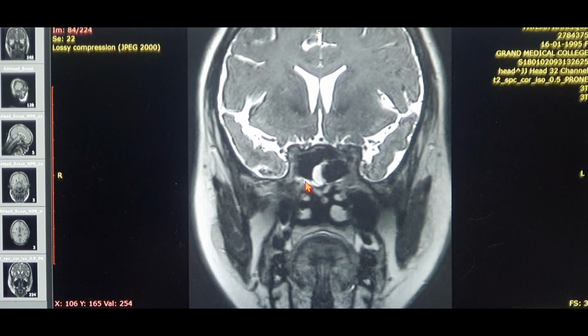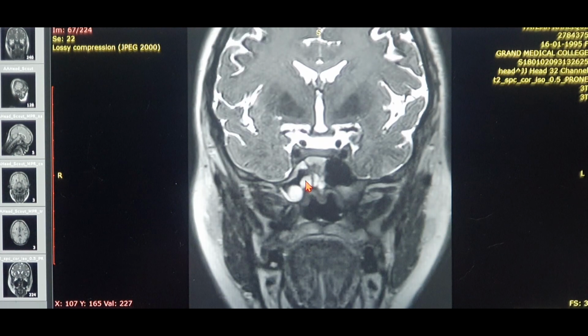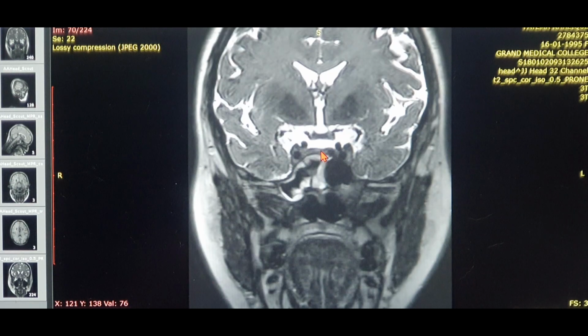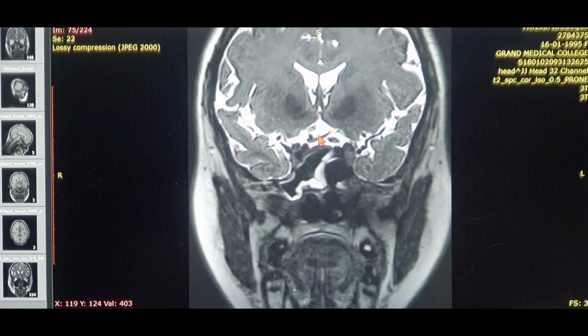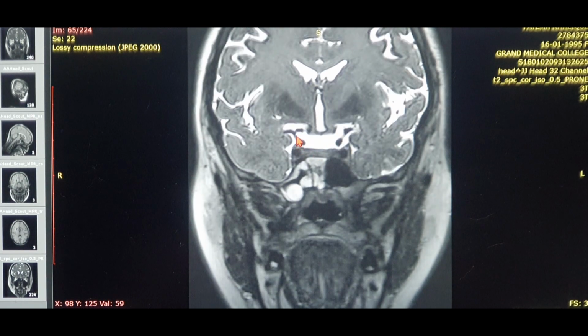So this is how you basically read a basic MRI from anterior to posterior aspect. You can actually see that this is the cavernous sinus over here. That's the area of the optic chiasm, the optic nerve over here, and the pituitary stalk over here. Okay, and the ventricles.